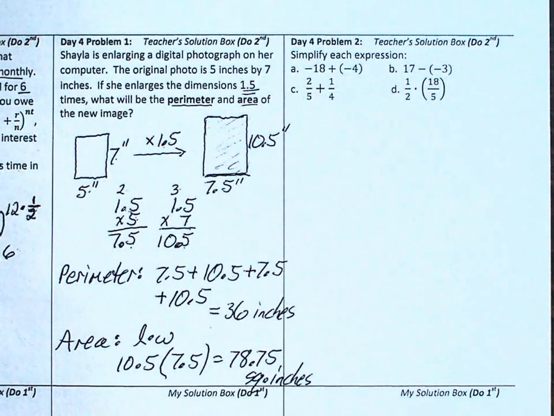Now, day 4, problem 2. Simplify each expression. And I see there's a question A, question B, question C, question D. And what this question is reviewing for warm-up is just some basic arithmetic kind of problems. As a senior, are you still able to work with positive and negative numbers? Are you still able to work with fractions? Those are important skills that you're going to probably still need to do later in your life.